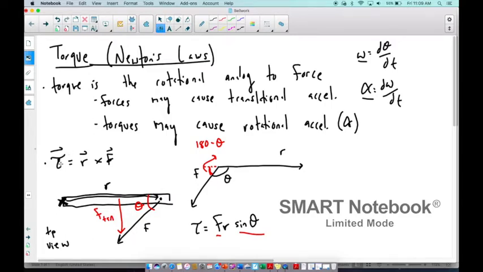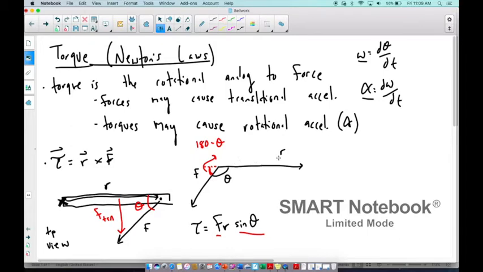How can we determine the direction of this torque vector? It's a little bit weird, a little bit funky, but here's the idea. Whenever you do a cross product, the result of that cross product, that vector, will have a direction that is perpendicular to both of these vectors. Here's what I mean by that.